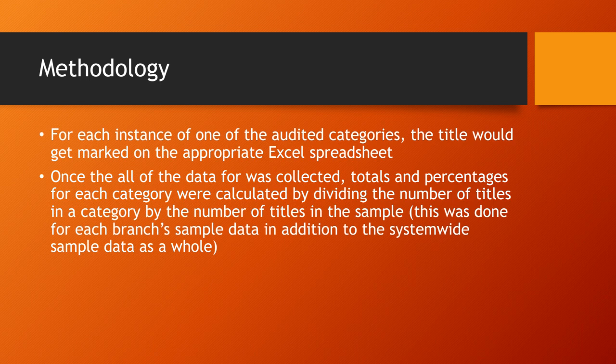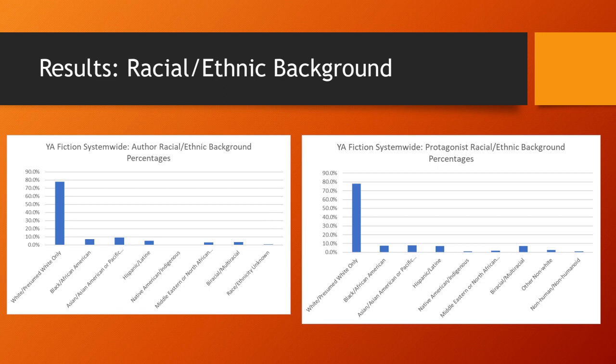Once all of the data was collected, totals and percentages for each category were calculated by dividing the number of titles in a category by the number of titles in the sample. This was done for each branch's sample data in addition to the system-wide sample as a whole. And I made a lot of graphs. I'm only sharing the graphs for our system-wide statistics, but like I said, I did these for each of our four branches.